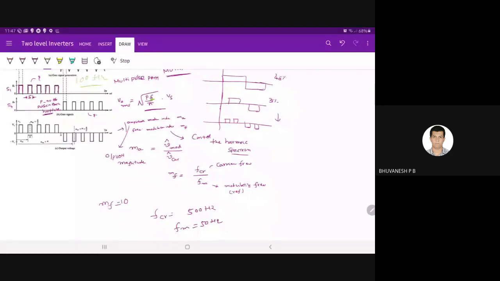Any other questions? Where exactly do we use current source inverters? We have yet to discuss that; we will discuss it in later classes. Current source inverters are used in motor drives and HVDC applications. Right now we are focused only on voltage source inverters. Don't worry, we'll discuss it in the next classes.